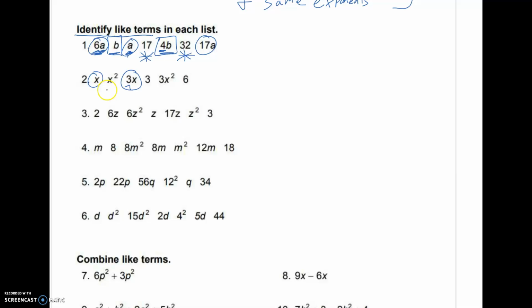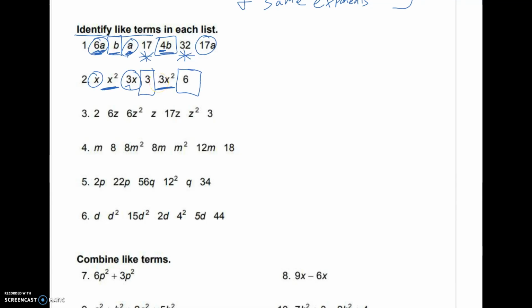What about x squared? Let's underline these. X squared. Well, 3, there's no variable, no exponent. Here we go. There's an x, yep, in both of them. And there's x squared in both of them. So the variable and the exponent are the same. And then to finish it off, we'll make a box around 3 and 6 because neither of them have variables and they don't have exponents. So 3 and 6 are like terms.